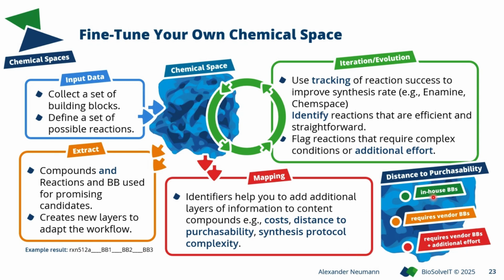But you can as well encode some form of distance to purchasability, right? So C for cost, but you can also use D for distance. You can say, okay, D1 means this is an in-house building block. It's already in stock. It's on the shelf. I can use it right ahead. I don't need to order stuff.